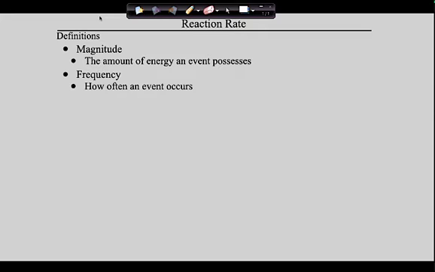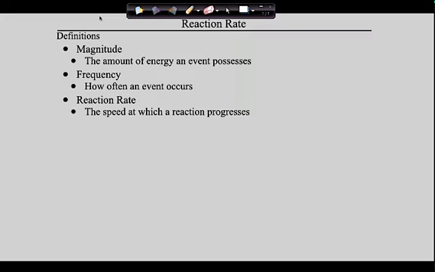And then guys, finally, the last thing that we need to define is the topic for what we're talking about today. And that topic, of course, is reaction rate. So let's define it so we can talk about it and learn about it. So guys, reaction rate is defined as the speed at which a reaction progresses. So it's a measure of speed, reaction speed.